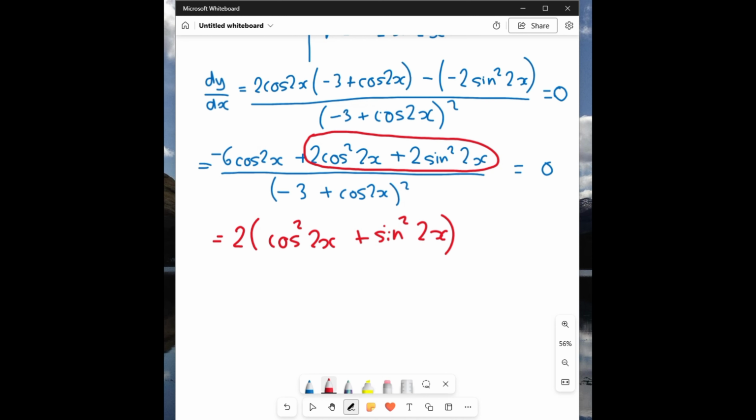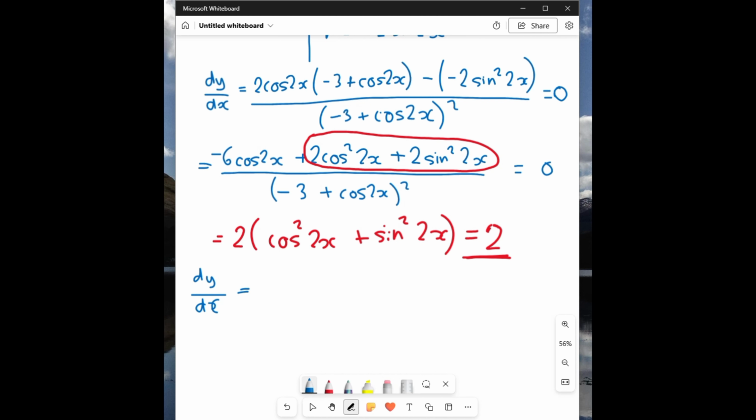And that'll just leave me with 2. It doesn't matter that it's a 2x there, as long as basically the x term, so cos x sine, as long as that bit's the same, it'll just become 1. So that whole thing in red just comes out to be 2. So therefore, I can now rewrite dy by dx.